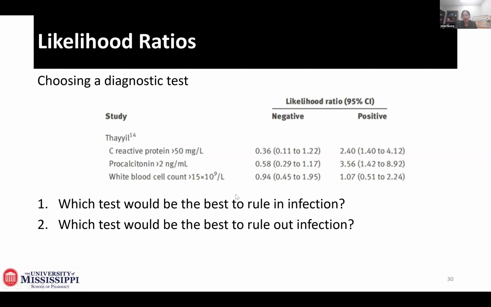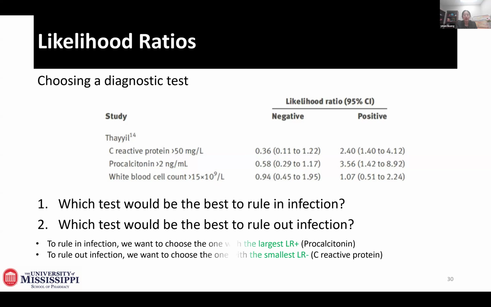Well, as we mentioned, if we want to rule in infection, we want to choose the ones with the largest positive likelihood ratio test. Then this is the procalcitonin, right? If we want to rule out infection, we would choose the ones with the smallest negative likelihood ratio test. This is the CRP.